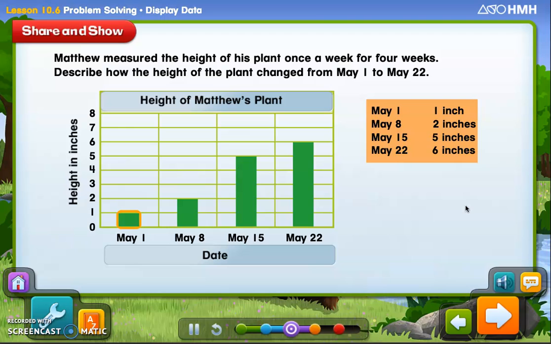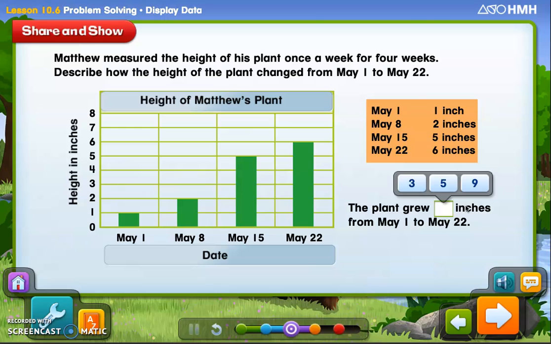You can find how many inches the plant grew from May 1st to May 22nd. The plant was 1 inch tall on May 1st and 6 inches tall on May 22nd. Subtract the height of the plant on May 1st from the height of the plant on May 22nd. So it's asking us, the plant grew blank inches from May 1st to May 22nd.